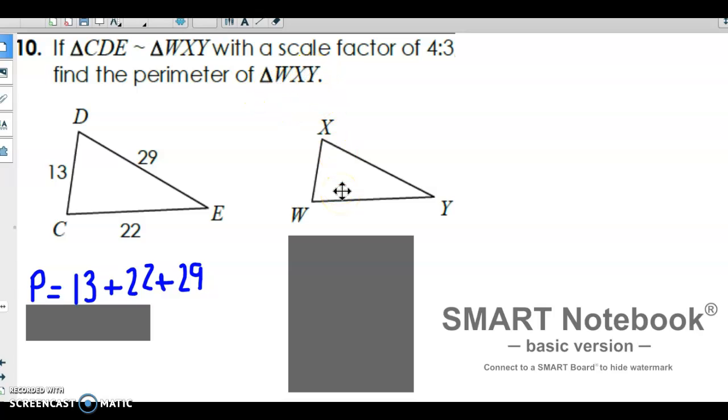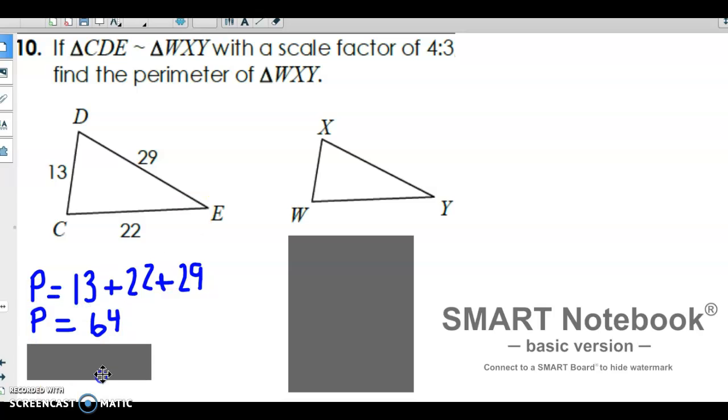So remember, the perimeter is the distance around the outside of a figure. So the first thing we need to do is find the perimeter of triangle CDE. So we're going to take all three sides and add them up. So on your calculator or your phone or on Desmos, you need to do that now. Find the perimeter of triangle CDE. When you added up these three numbers, you're going to get that the perimeter is 64.